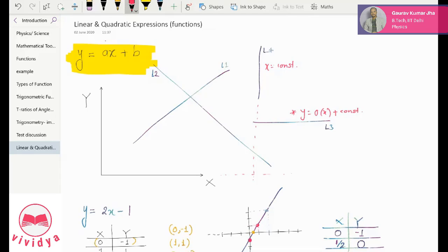Most awesome answer is given by Anshu. Just read her answer. C is very, very precise. All of you are also noticing the same thing, but it has to be said: if X increases, Y also increases. That means the straight line is L1 type. And in L2, what you notice is if X increases, the Y value is decreasing.